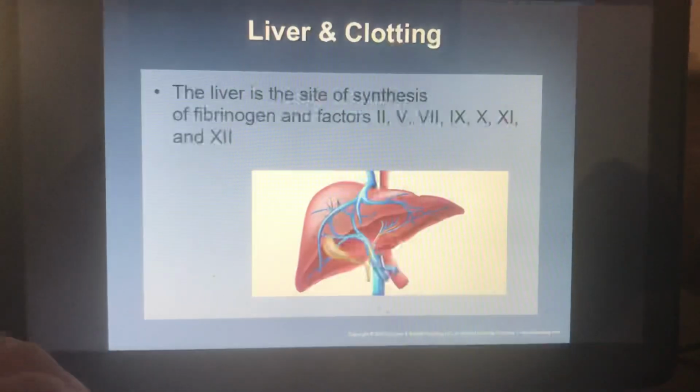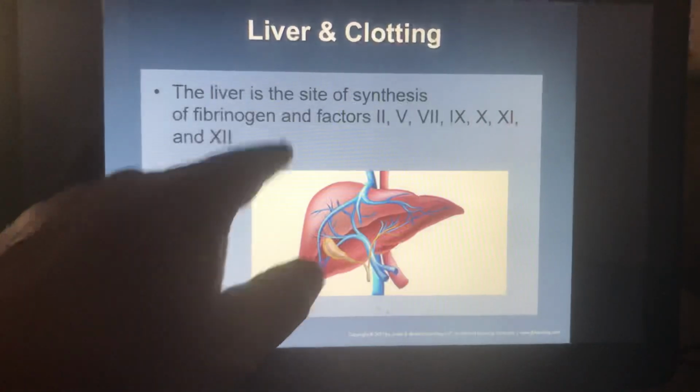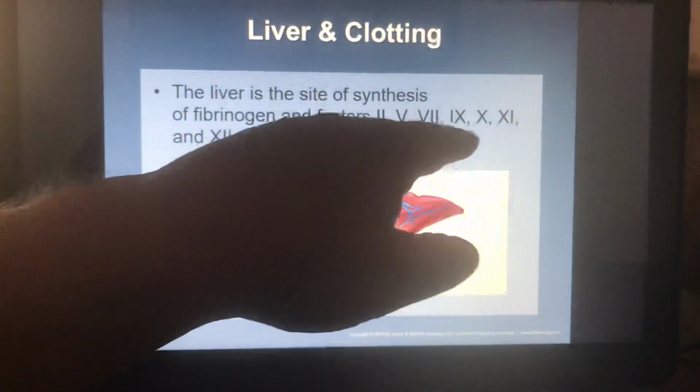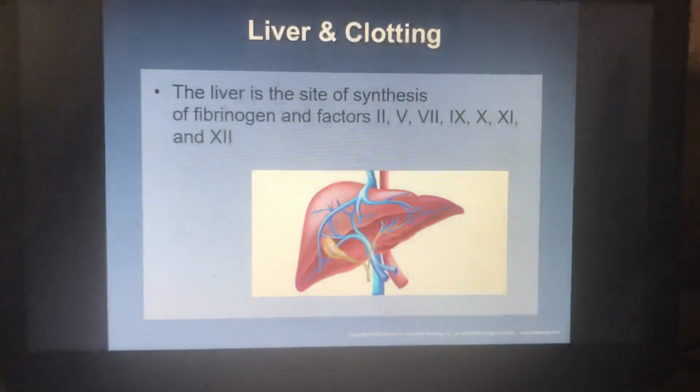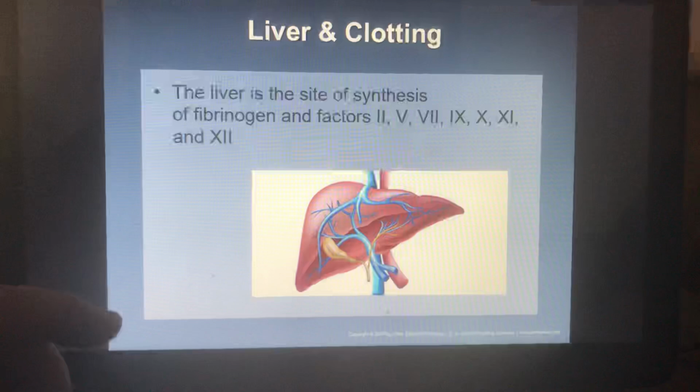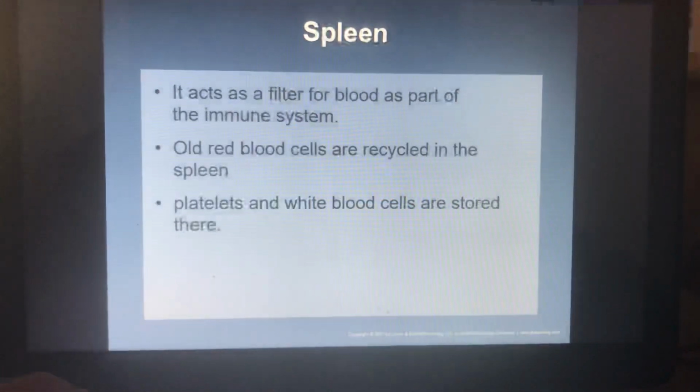Pretty cool stuff. The liver. The liver does a lot of things. It is a huge, big, bad dog in our body in achieving homeostasis. But one of the things that the liver does, as far as clotting, is it actually makes the fibrinogen and these factors: 2, 5, 7, 9, 10, 11, and 12. It makes those factors. And again, that's all part of the clotting cascade.